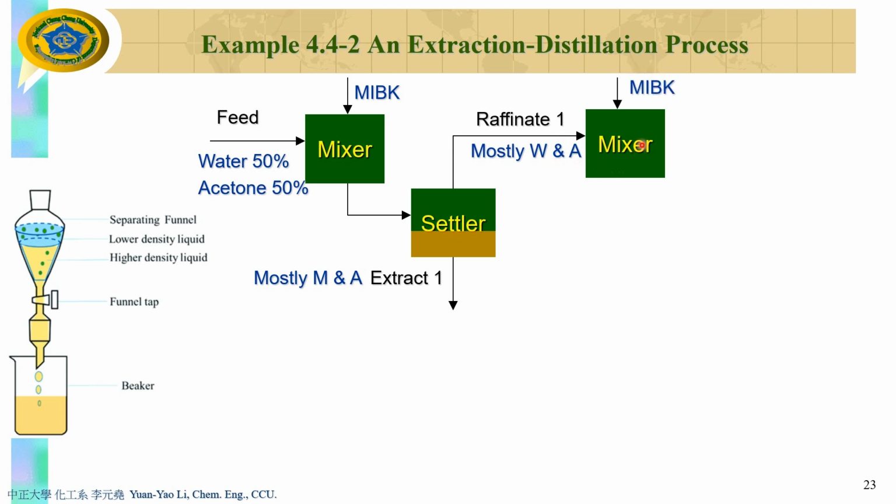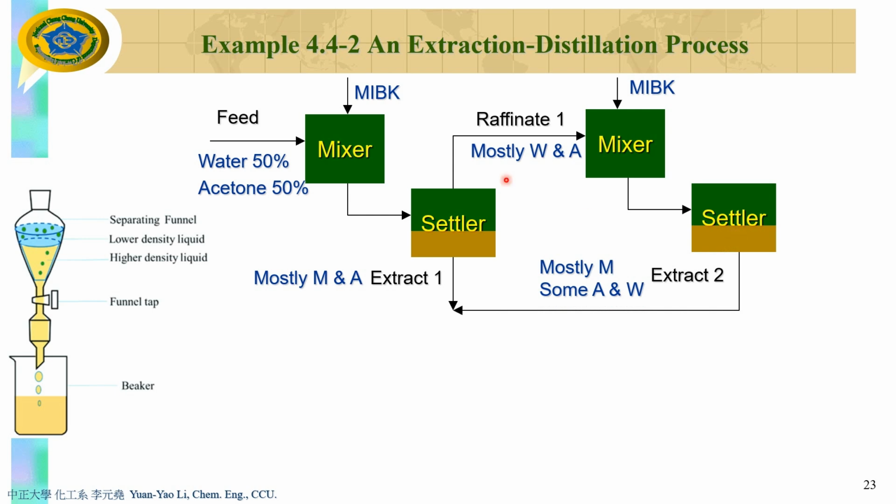So you pour in the MIBK into this mixer again. And again, it might take 1 hour to take out the rest of the acetone. Again, you need a settler, right? And then in this case, MIBK and acetone will again be in the extract number 1. So mostly MIBK, acetone, and water. Right? You will have some water here, for example. And then in the raffinate, you will have water, 93.1% water mainly, right? This is water mainly. Okay, and some of the MIBK and acetone.